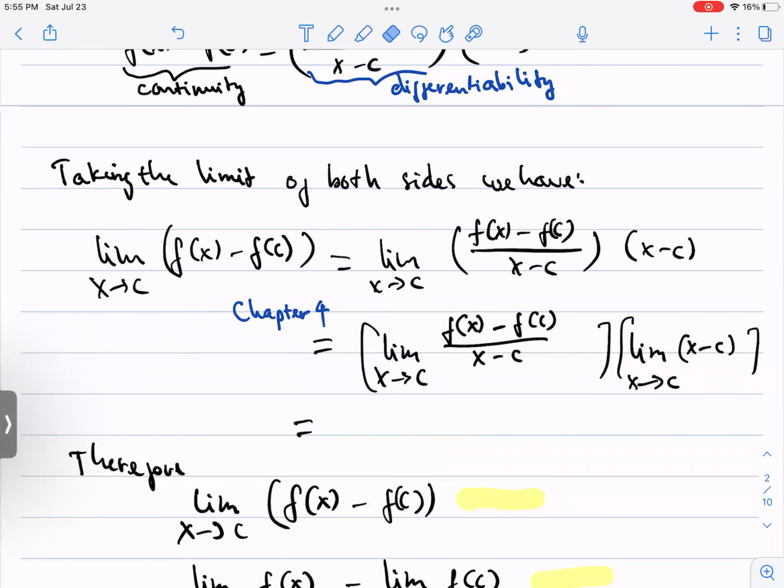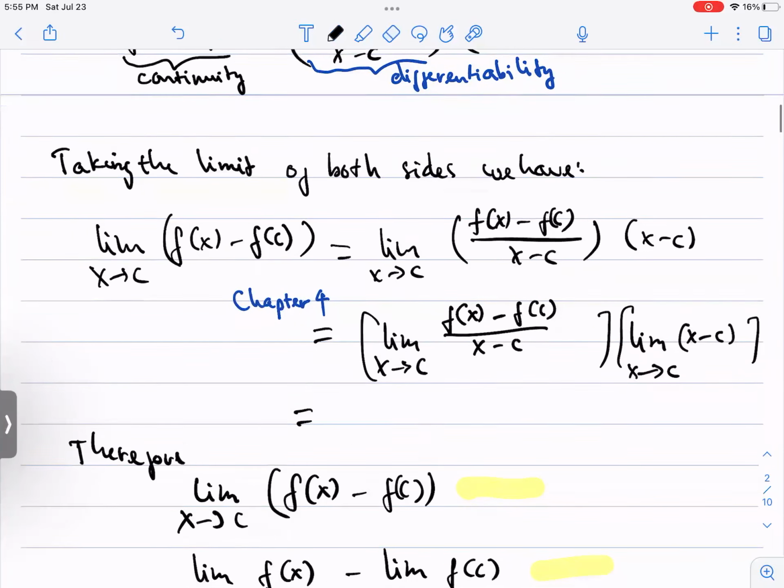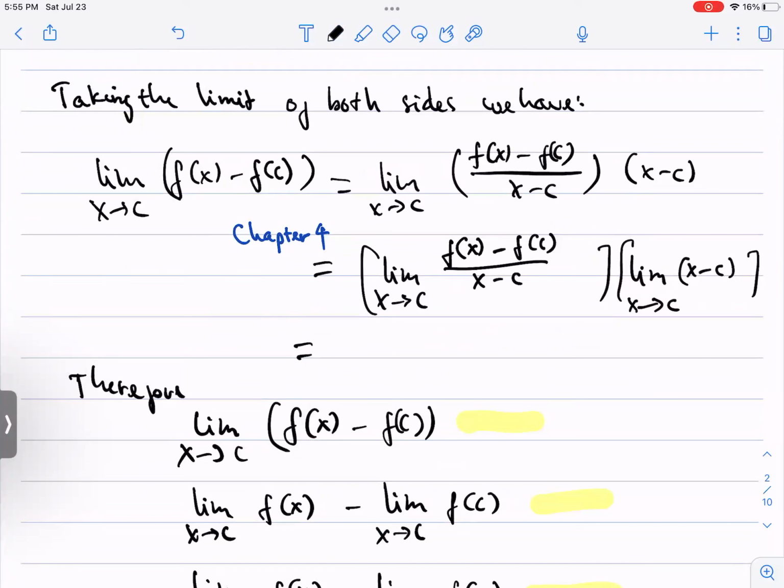And you realize that the first expression here is really the derivative of the function. So this is f prime evaluated at c, multiplied with this limit, which is equal to c minus c. So this is just equal to 0.